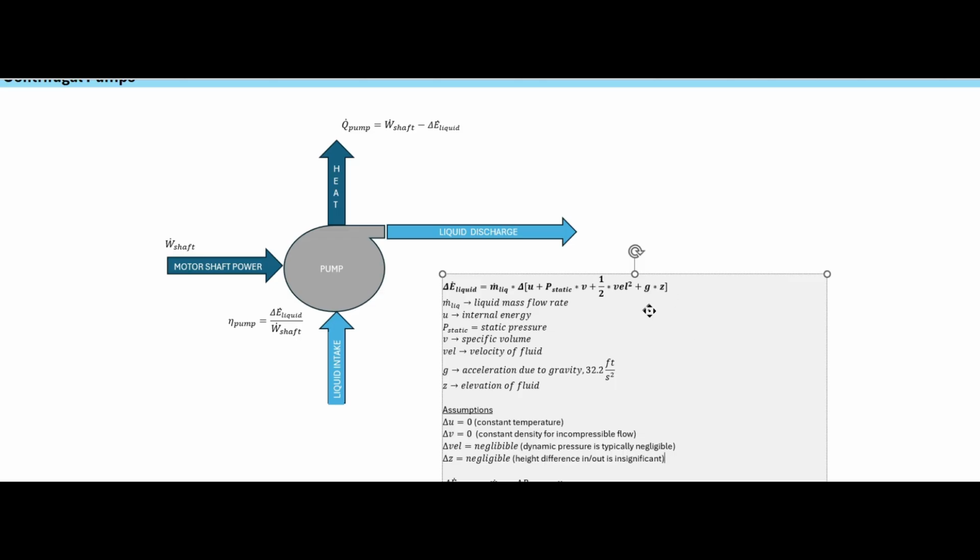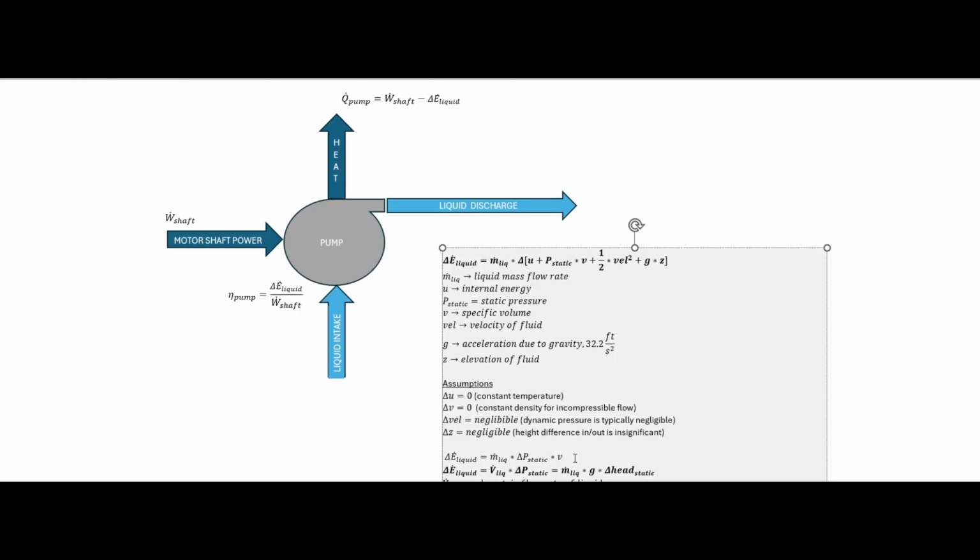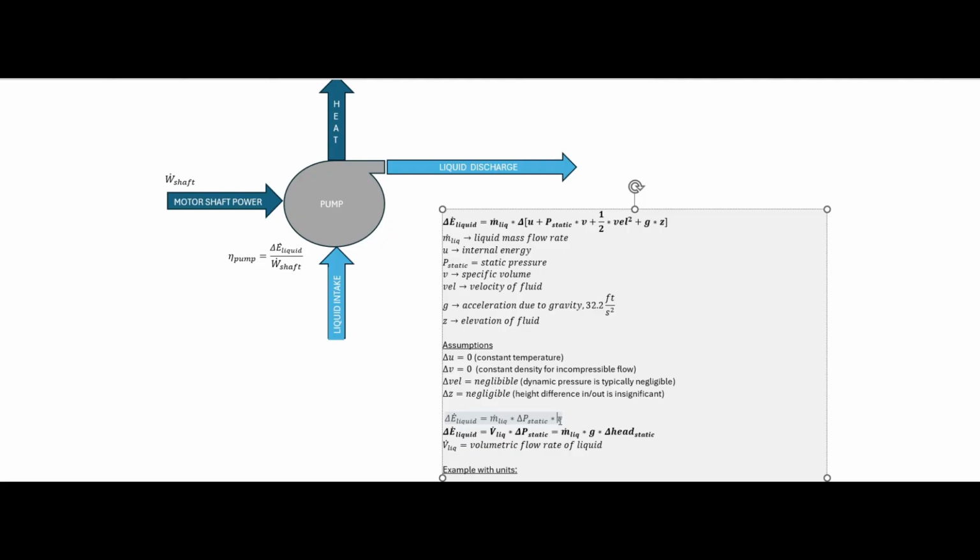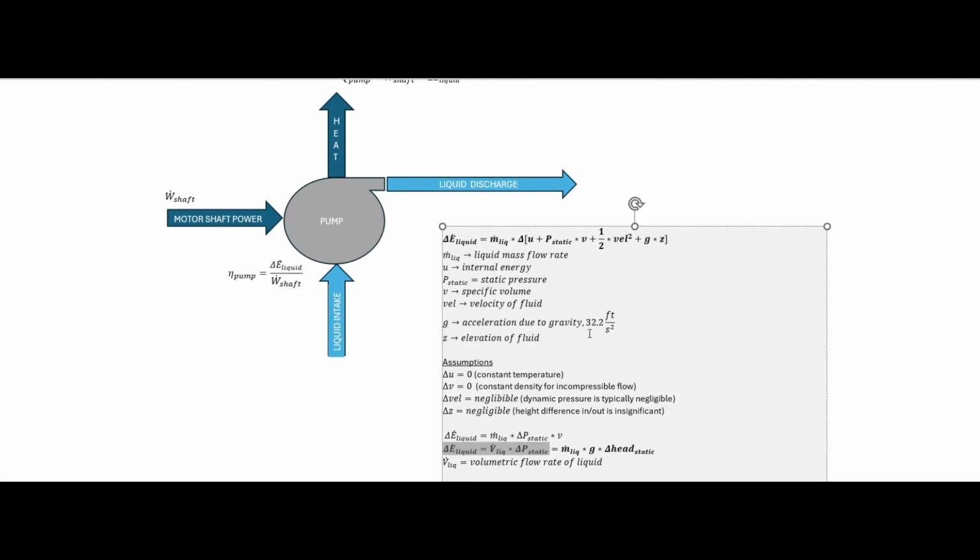By doing all those simplifications, your pump power equation simply boils down to: hydraulic power is mass flow times change in static pressure times specific volume, and mass flow times specific volume is volumetric flow. So here's our final equation for pump power. Power added to the fluid is equal to your volumetric flow times your change in static pressure. And that's a really powerful and simple equation that we use for pumps.